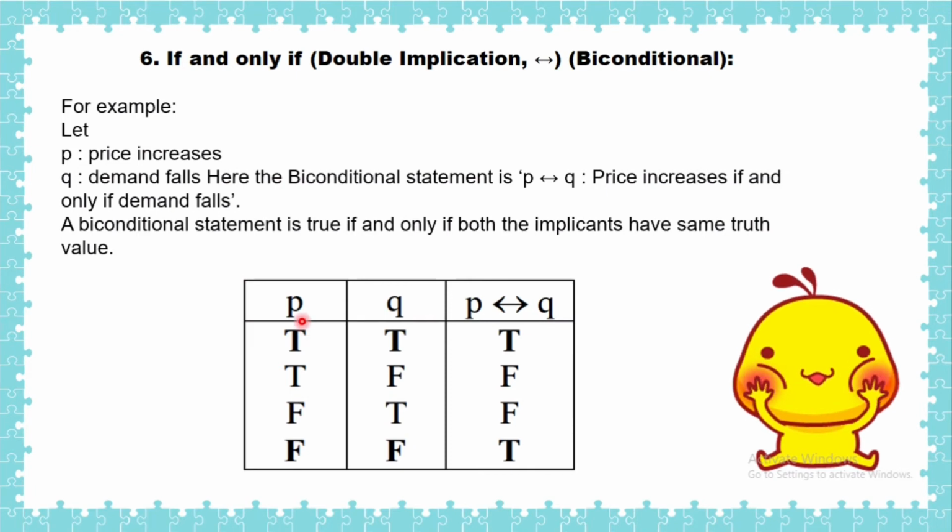The table is P, Q, P ↔ Q. True, true, then true. True, false, then false. False, true, then false. False, false, then true.